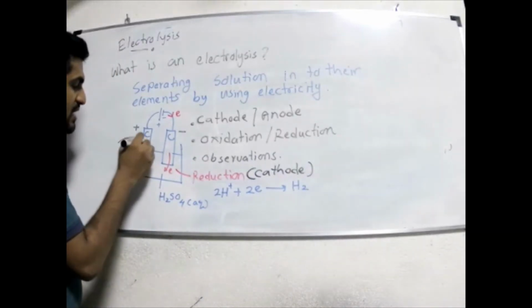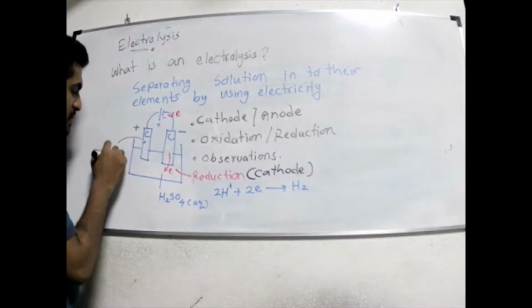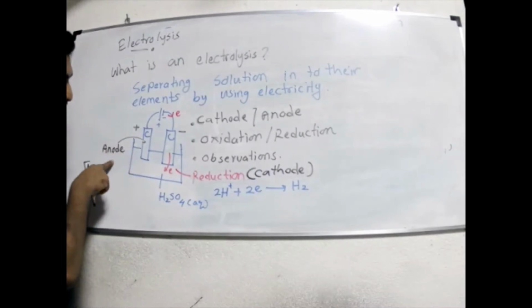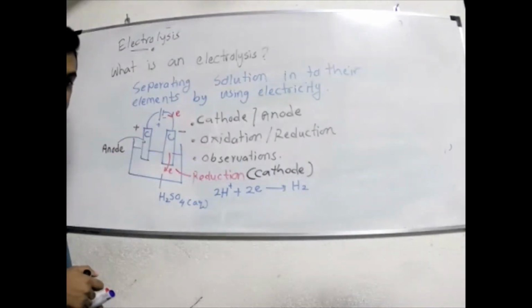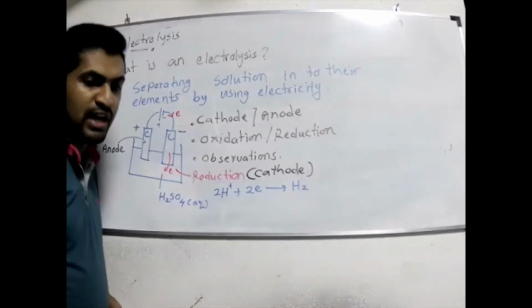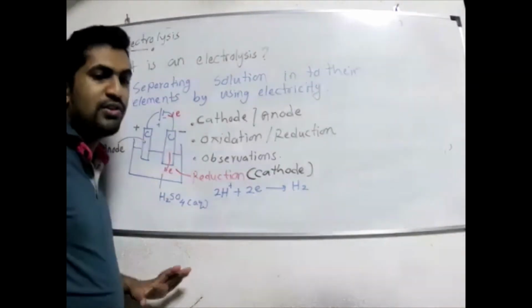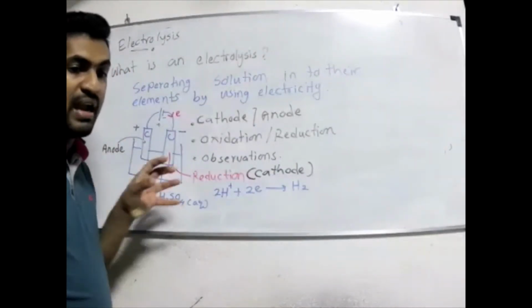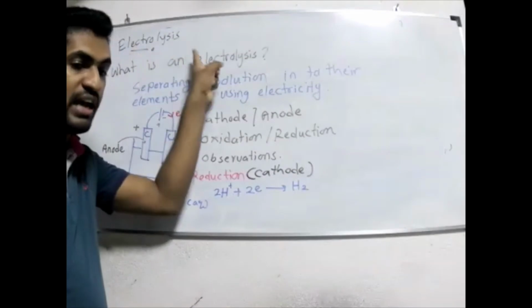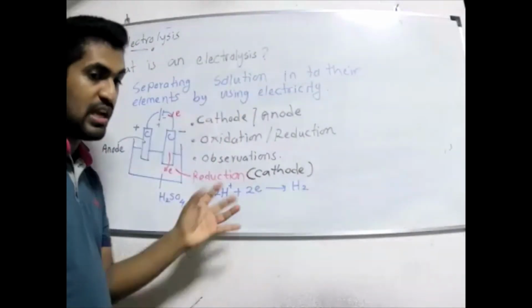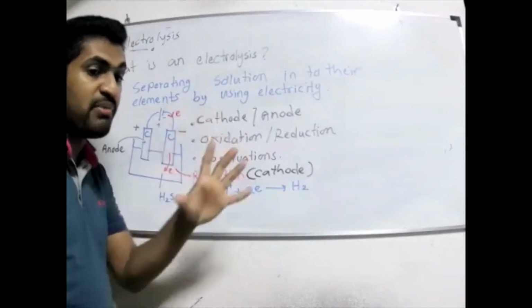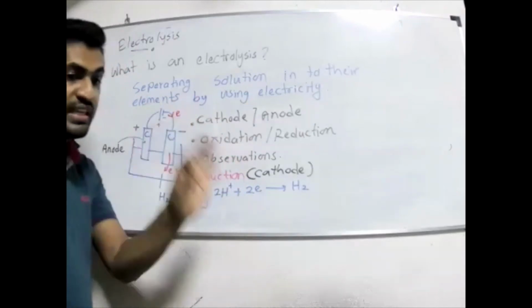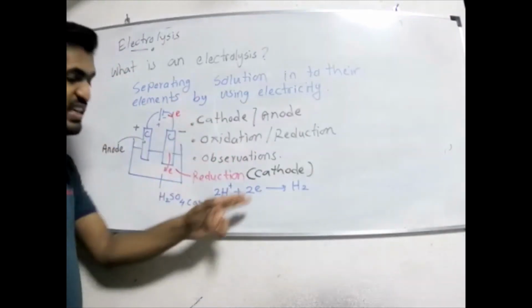Then this carbon is the anode. Both are carbons, but this is the anode and this is the cathode. Some students remember it as minus cathode, plus anode. Don't do it like that, because cathode and anode are opposite in electrolysis and in an electrochemical cell. Both are in opposite ways. So don't memorize it. You have to think it through oxidation and reduction.